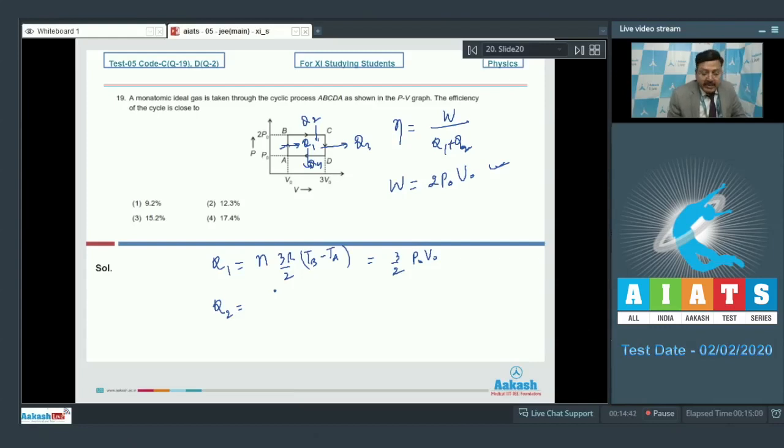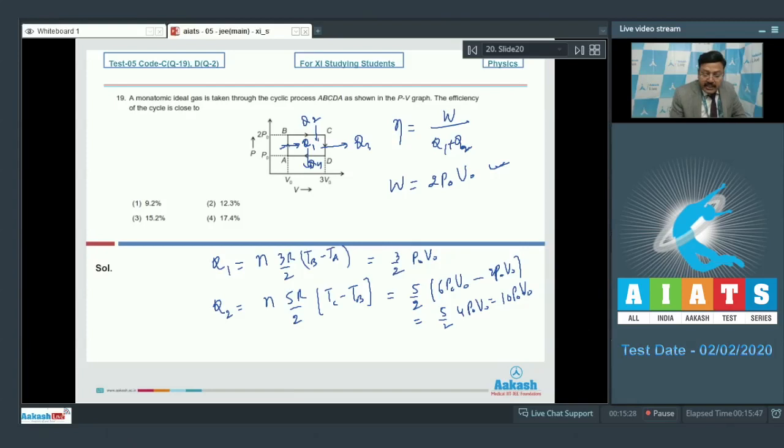And Q2 is isobaric expansion. So process BC is isobaric expansion. So the value of Q2 is n Cp delta T, and that means n into 5R by 2, because 5R by 2 is Cp for a monatomic gas, into TC minus TB, that's the change in temperature, and that is equal to 5 by 2 nR TC minus nR TB. nR TC will be 2P0 into 3V0, that means 6P0 V0. So 6P0 V0 minus nR TB, which is 2P0 V0. So this is coming out to be 5 by 2 into 4P0 V0, or simply 10P0 V0.